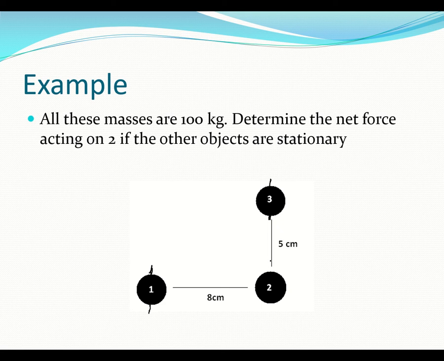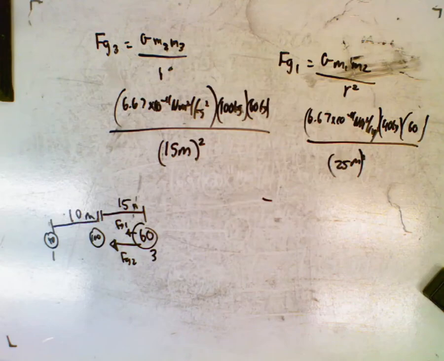So we start off, you always have to start off with your free body diagram. So this would be FG3, right? 2 would be attracted to 3, and 2 would also be attracted to 1. And it's a little bit further away, so it's going to be smaller. So this is FG1 like this. Okay. So we can calculate FG1 and FG3. So let's do that.